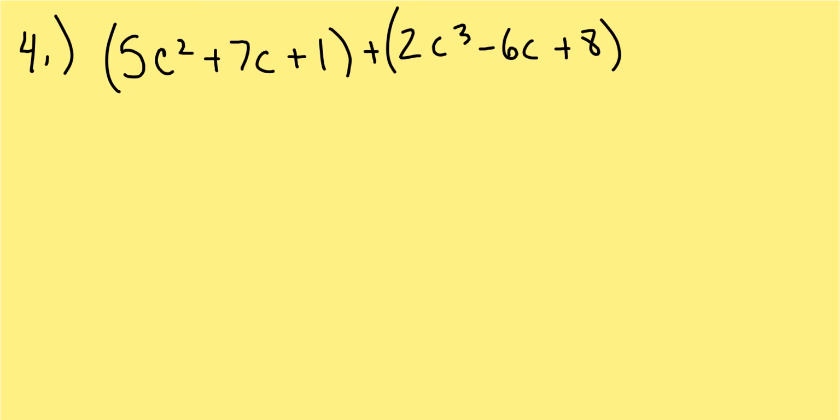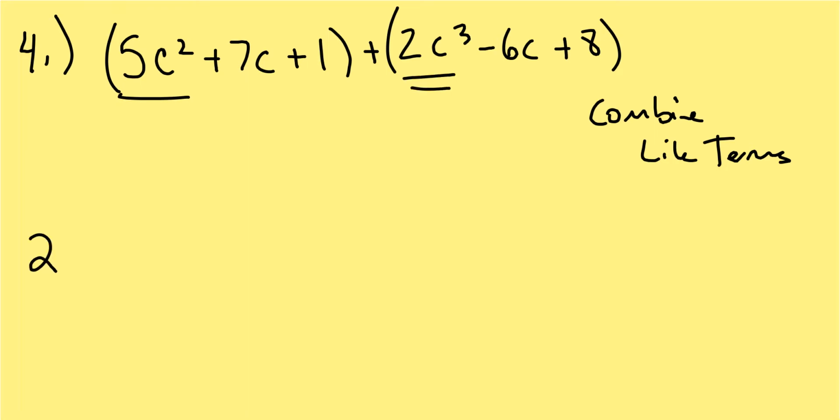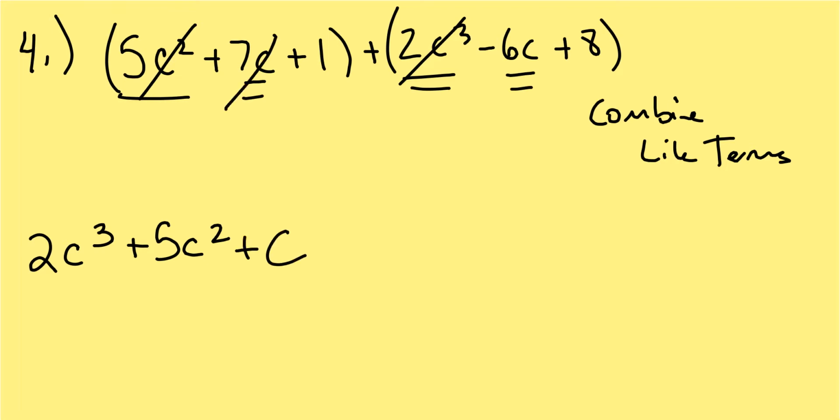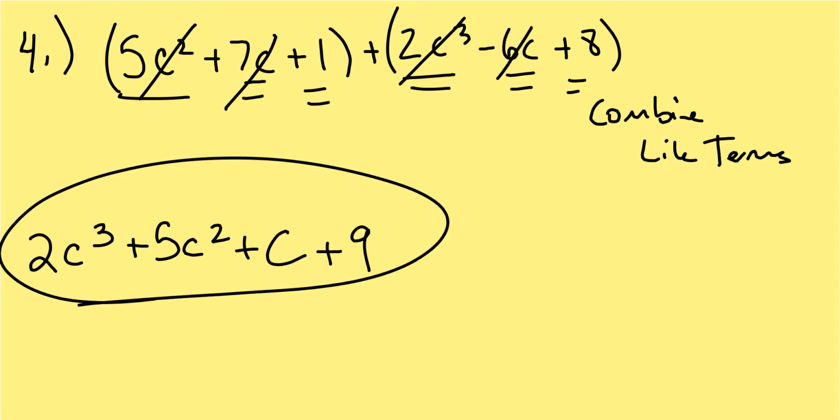Alright, number 4. Once again, because of the plus signs there, you just combine like terms. 2c cubed is the highest, so I write that first. There are another 2c cubed. Then I put 5c squared. There are another 5c squared, so I just write 5c squared. I put the c's together. I get plus c. And then I do plus 1 and plus 8. That's plus 9. And that's it for number 4.